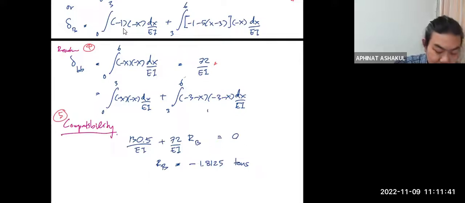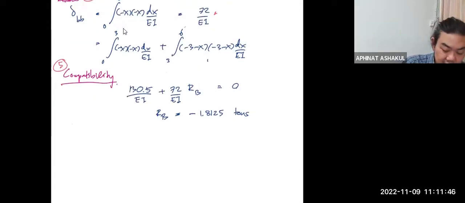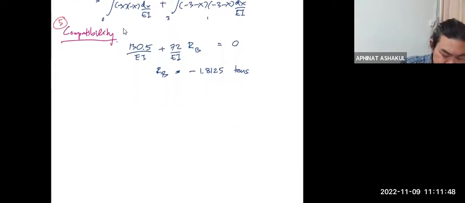So now, let us complete this problem. Some of you may think, oh, I haven't shown you anything, but when you have solved one reaction, this whole thing becomes determinate, right? Because even though this is a roller, you already know that this is 1.8125.